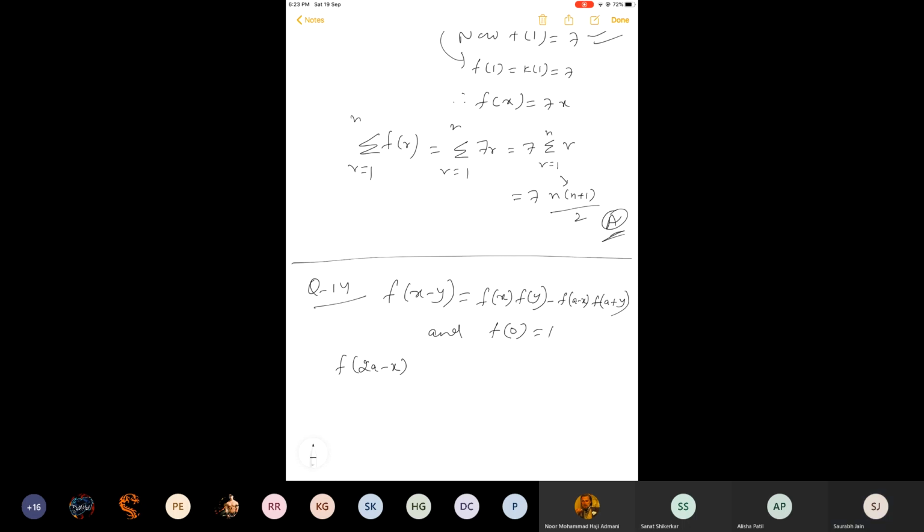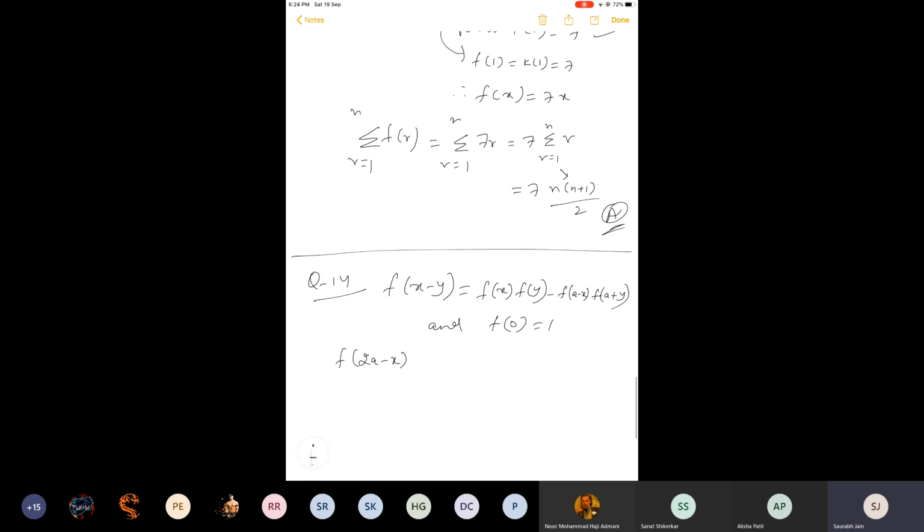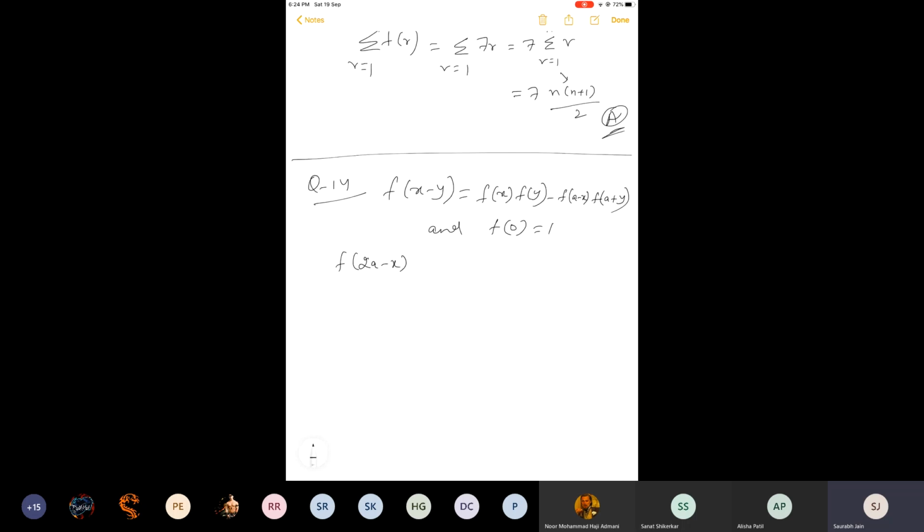Okay, so we have this value f(0) = 1, and we have to find f(2a − x). Obviously substitutions will be required. We will have to do some substitutions, but before that let us use this thing that f(0) is 1. How to use it? In this first equation we will put x = 0, y = 0.